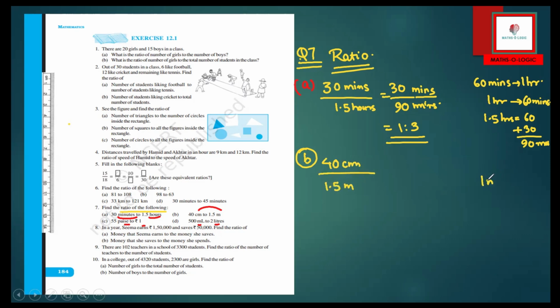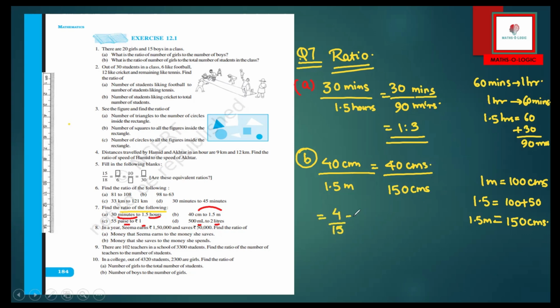So now 1 meter is equal to 100 centimeters. ठीक है. So 1.5 मतलब कि एक तो पूरा ही चाहिए 100 प्लस उसका आधा मतलब 50 मोर. So 150 centimeters are required in 1.5 meters. ठीक है. So now I can write in centimeters only 40 centimeter divided by 150 centimeters. Okay. So now just reduce this. So 4 by 15 is the ratio that I can write as 4:15 also.